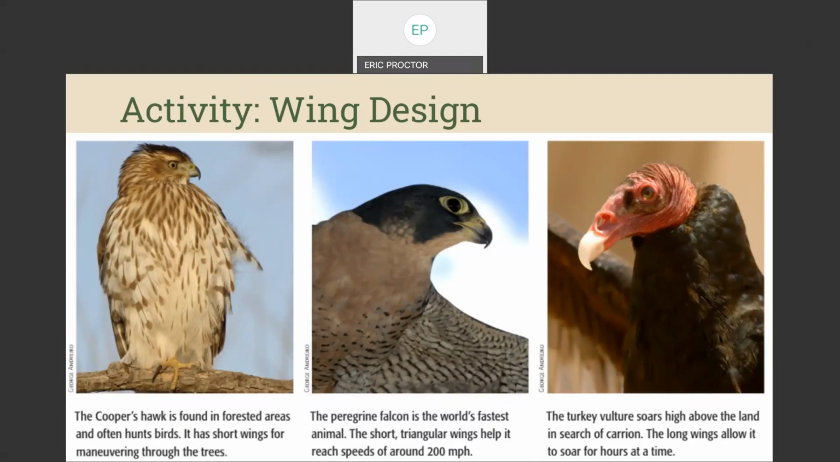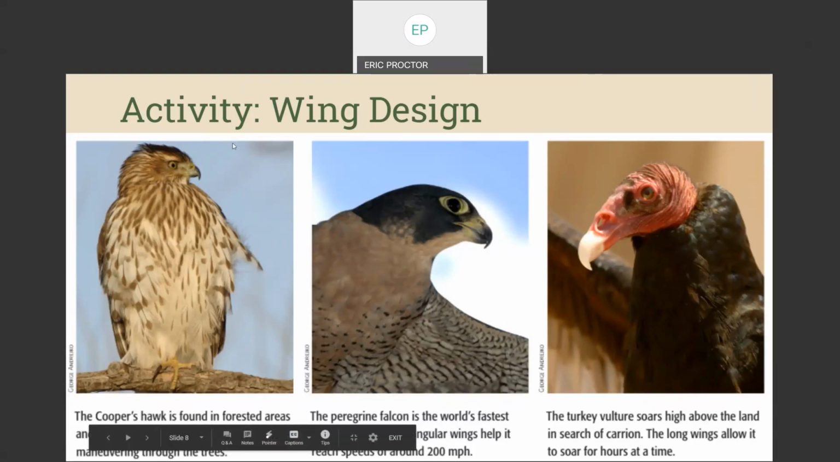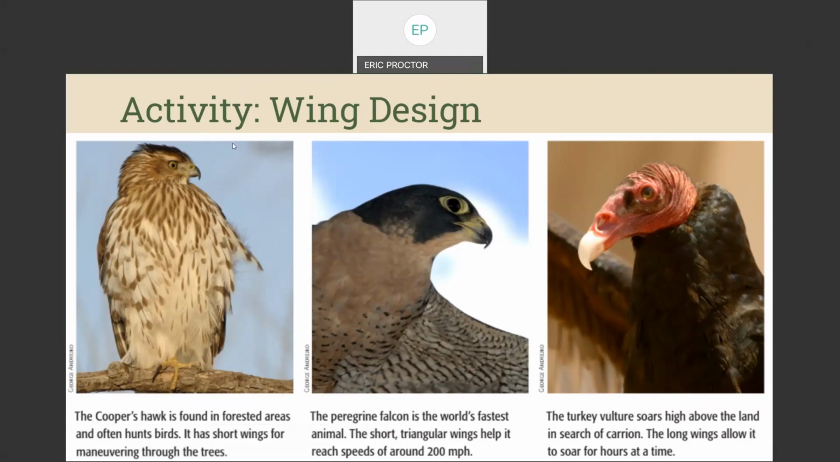The peregrine falcon is thought to be the world's fastest animal. It has the potential to reach speeds of up to 200 miles per hour. Its wings are shaped very differently. They have short triangular shaped wings. So they look like a flying missile as they're reaching their speeds of 200 miles an hour.